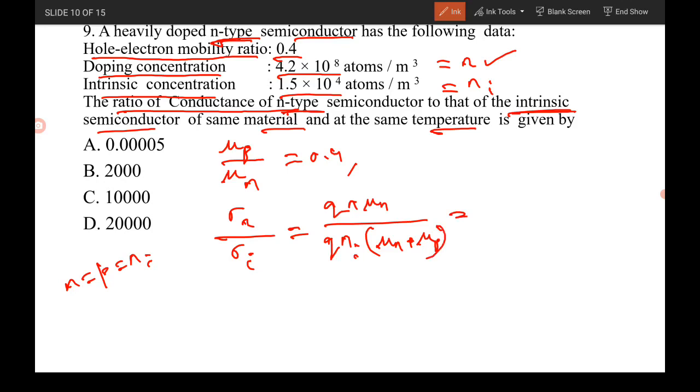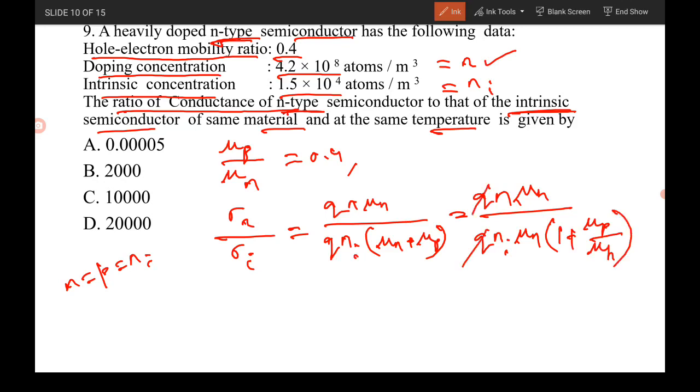So here we got to consider both the mobility of electrons and holes. So in the denominator we can take mu n common in order to get the ratio mu p by mu n. So here Q Ni mu n common. So in the brackets what we will get? 1 plus mu p by mu n. Okay, so here Q gets cancelled, mu n gets cancelled.